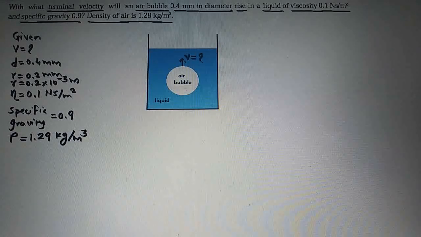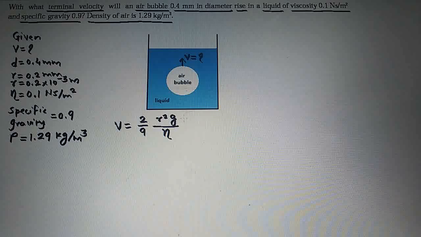Next, as we have to calculate the terminal velocity here, and the specific gravity of the liquid and the density of the air is given, we have to use the formula to calculate the terminal velocity as V is equal to 2 divided by 9 into R square G divided by eta into rho minus sigma.